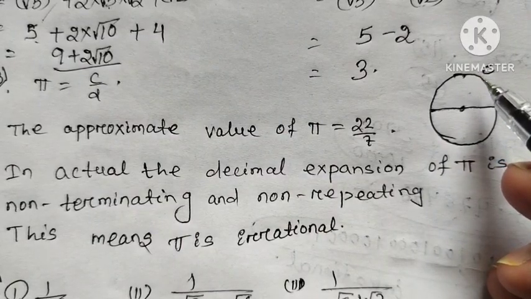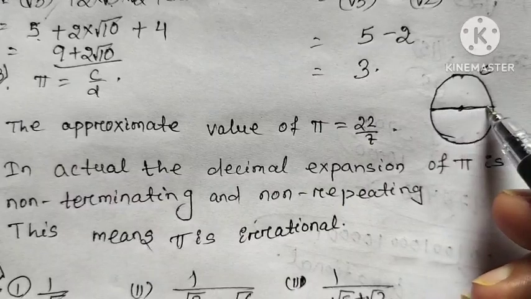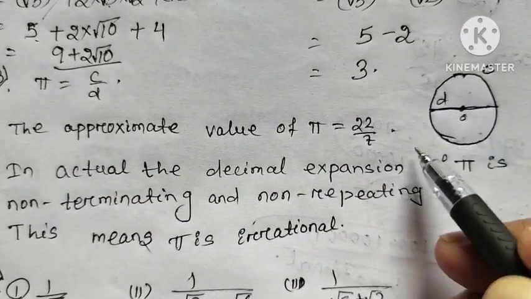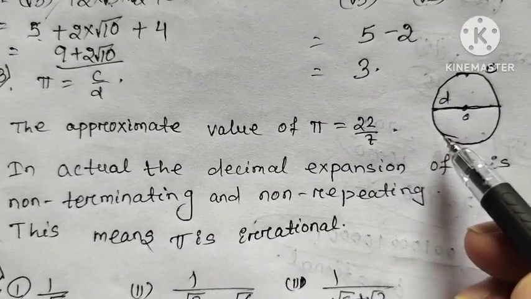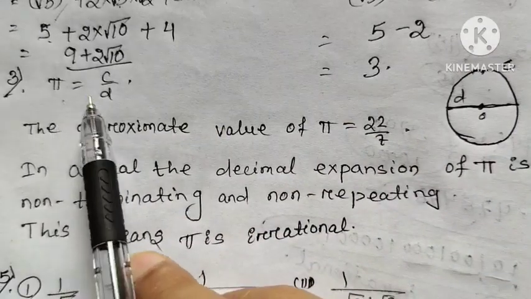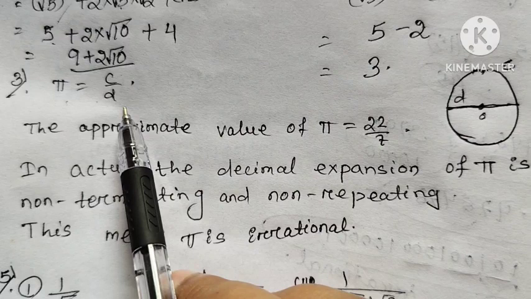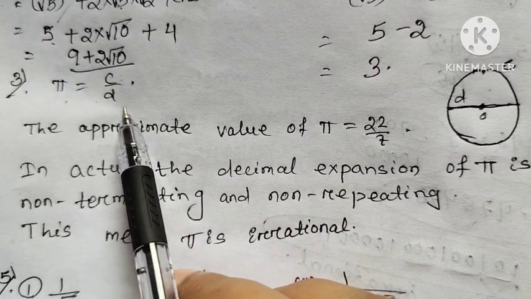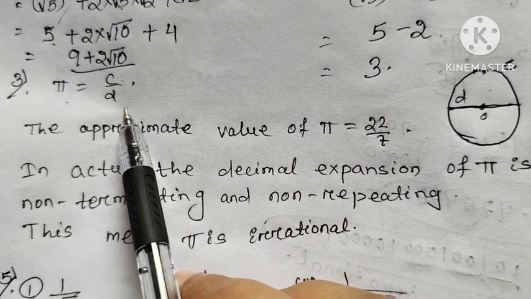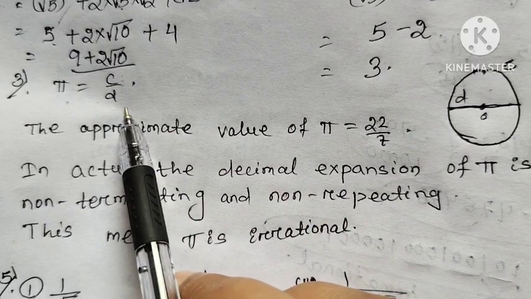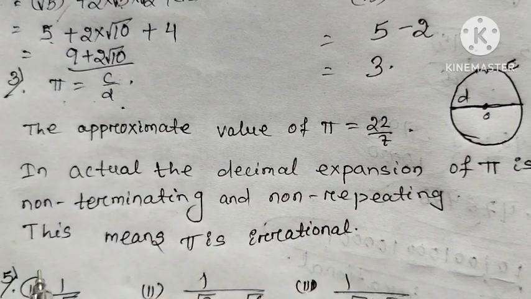Of a circle of diameter, say D. This one is the diameter. This is D. This one is the center O. Pi is equal to C by D, circumference by diameter, as it is given in your question. This seems to contradict the fact that pi is irrational.